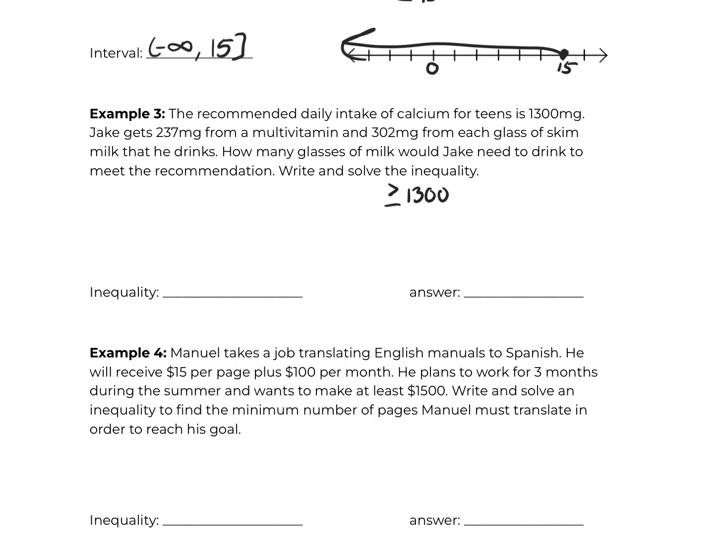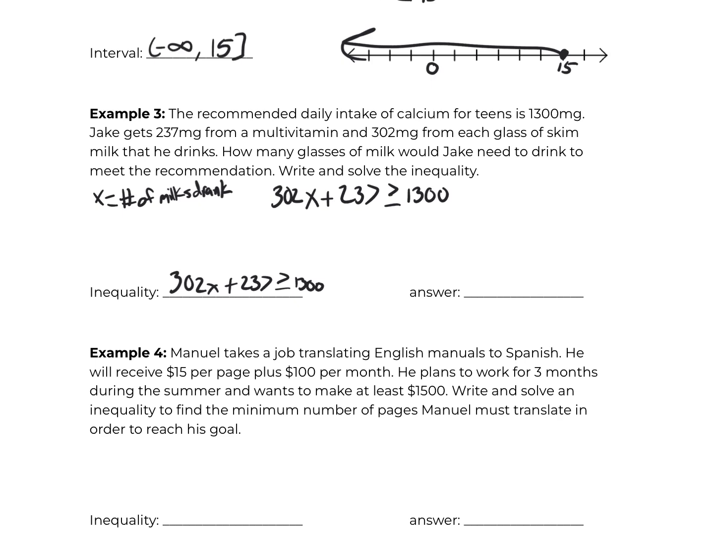So then we're going to build that. We know that he gets 237 from a multivitamin. He only takes one of those a day. And then he's going to get 302 milligrams for every glass of milk he drinks. So we'll let x equal the number of milks drunk. So we'll put 302x there. Alright, so that is our inequality, 302x plus 237 is greater than or equal to 1300.